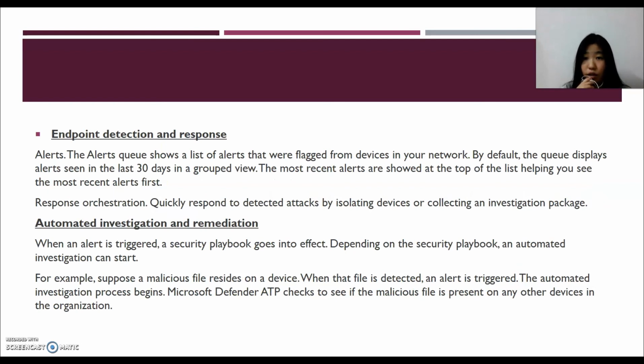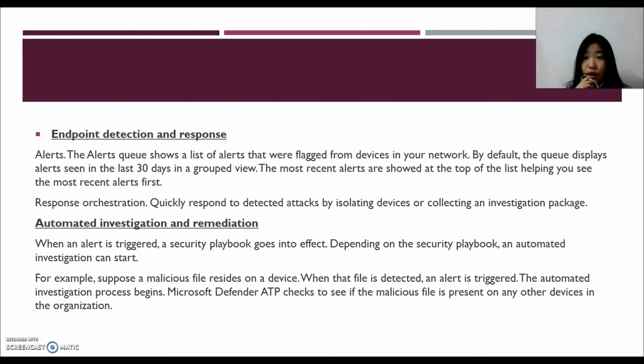Endpoint detection and response. Alerts. The alert screen shows a list of the alerts that were flagged from devices in your network. By default, it displays alerts seen in the last 30 days in a group view. The more recent alerts are shown at the top of the list, helping you to see the most recent alert first. Response orchestration. Quickly respond to detected attacks by isolating a device or collecting an investigation package.